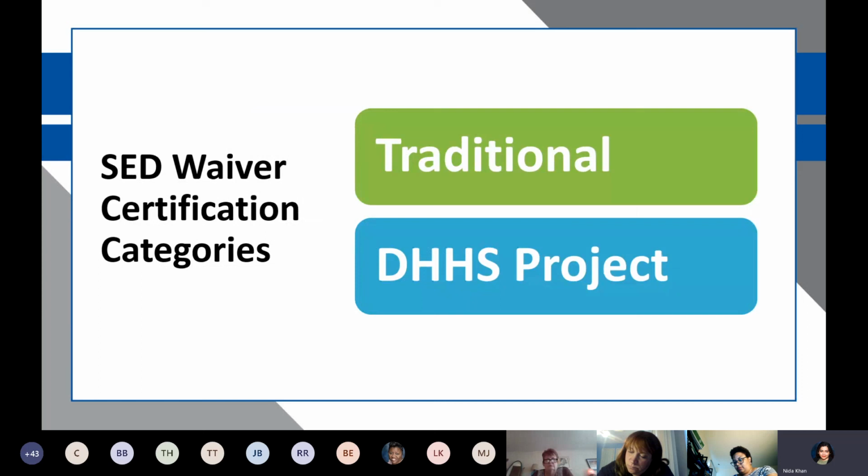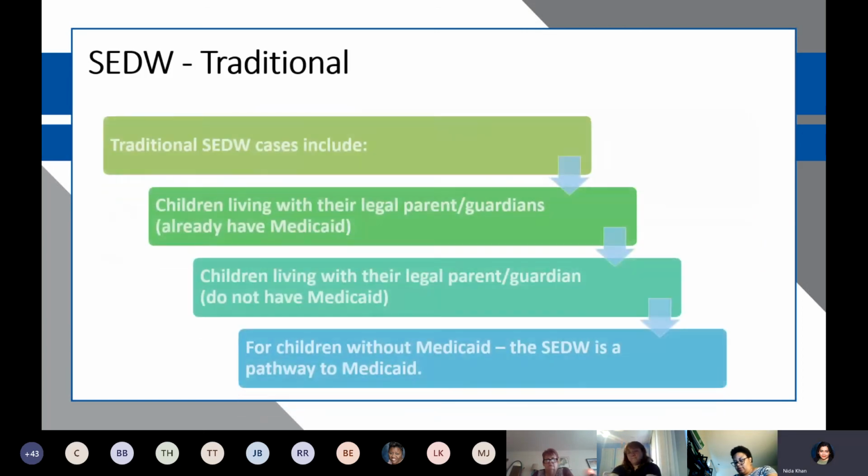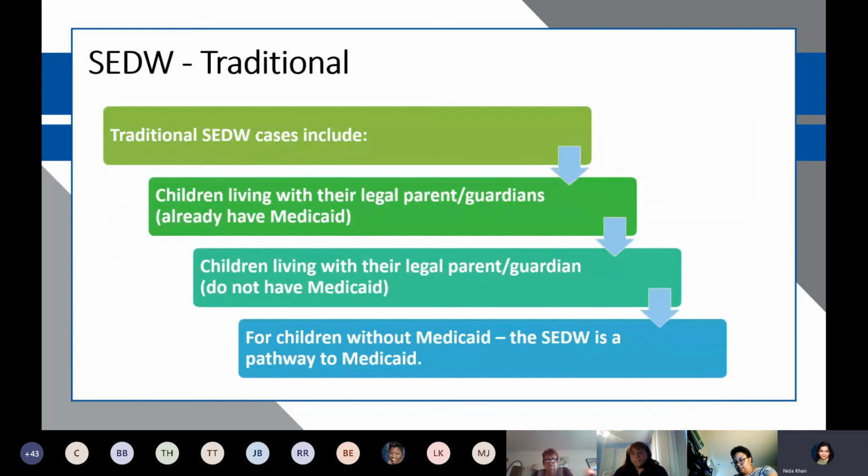The next thing I want to talk about is that there's two specific categories that we work with in SED waiver. The first is the traditional population, and then we have the DHHS project. And what exactly is traditional population? Now, the interesting thing about Oakland County is that we have the highest number of traditional cases, which means that we have a lot of biological families who are on the SED waiver, and they're using the SED waiver to support their children with all sorts of SED concerns.